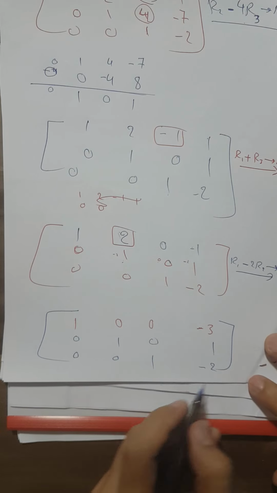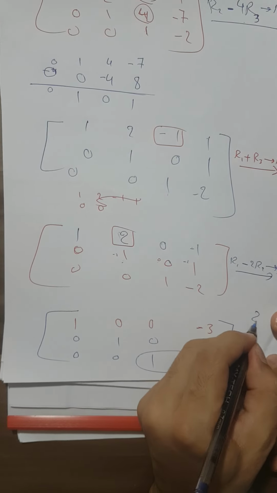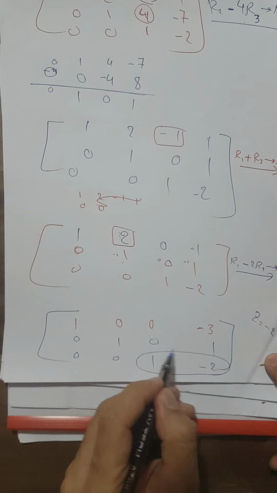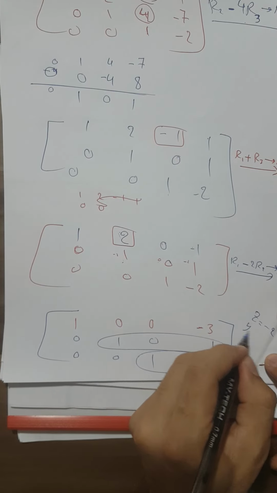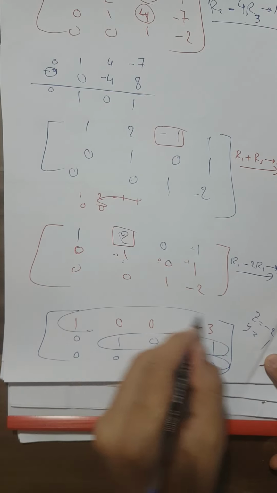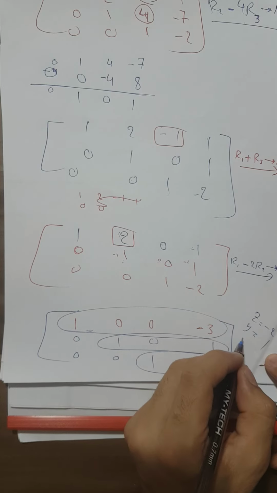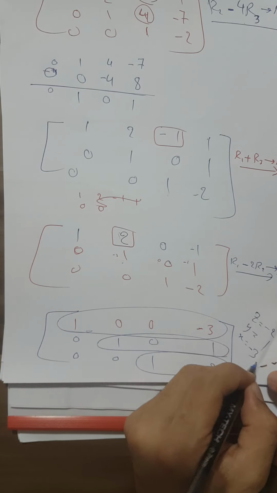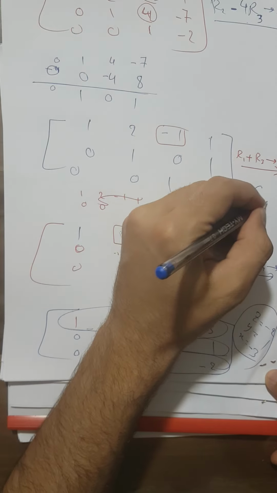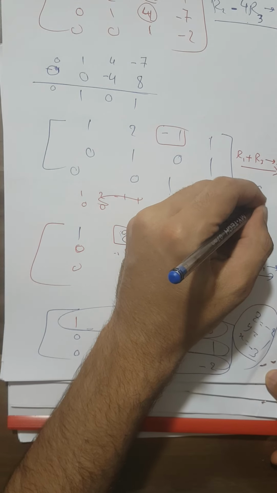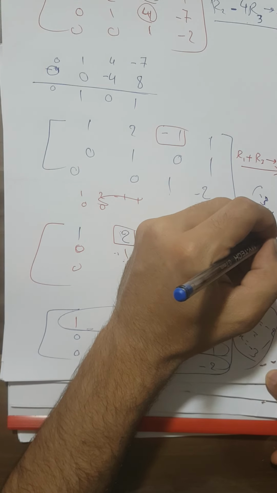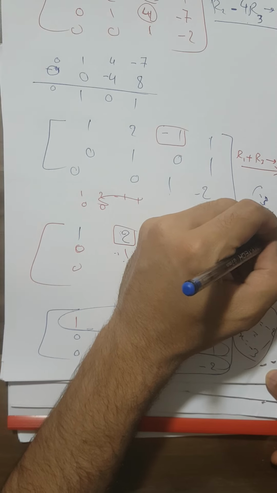How? You can see this one means that z equal to minus 2. How about this one? Directly means that y is equal to 1. How about that one? Means that x is equal to minus 3. So here's the solution: minus 3, 1 and minus 2.